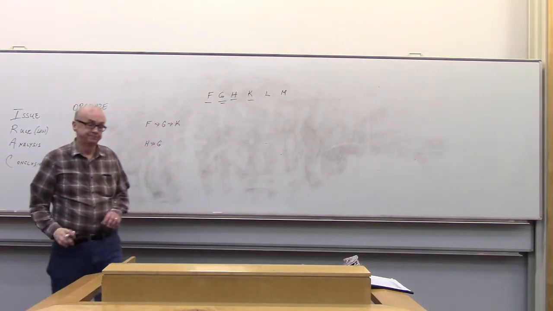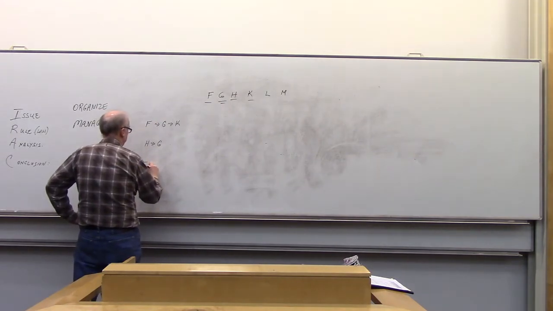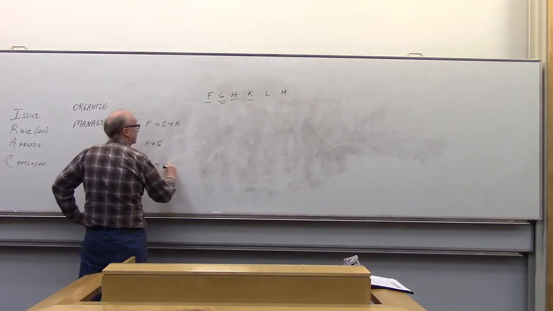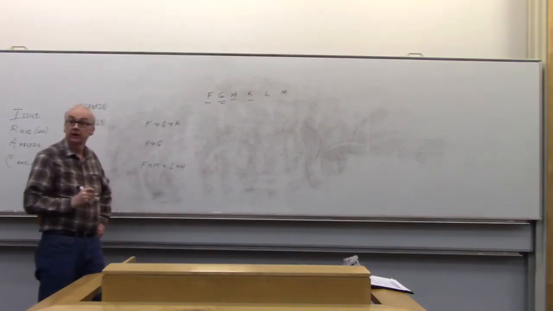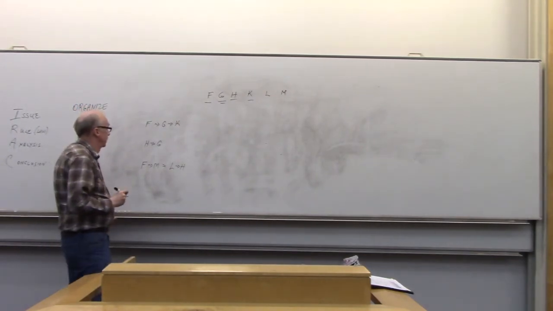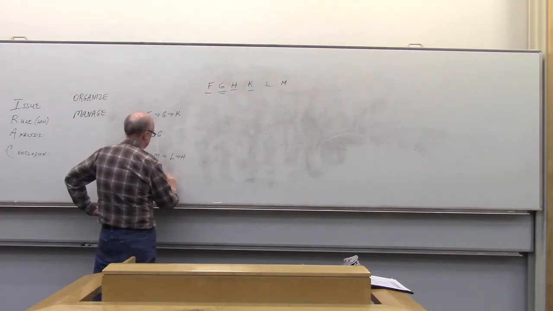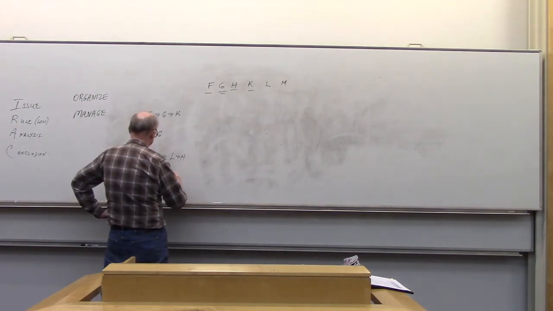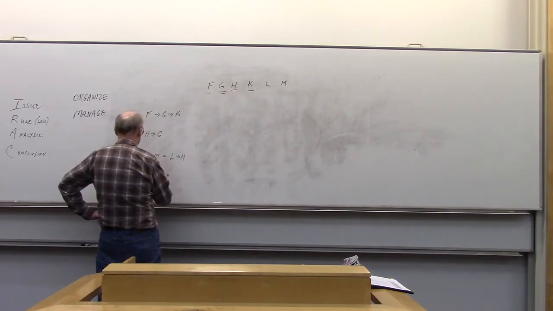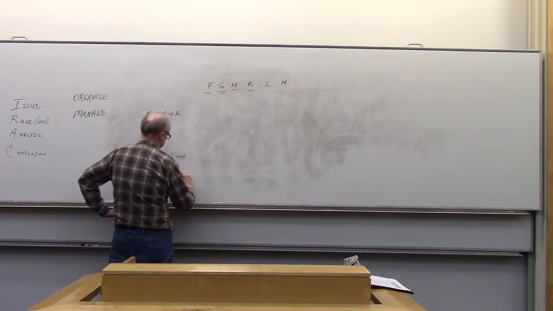If F is earlier than M, then L is earlier than H. Okay, anything else? Either M is earlier than H or it is later than K, but not both. Give me that one more time. Either M is earlier than H or it is later than K, but not both.